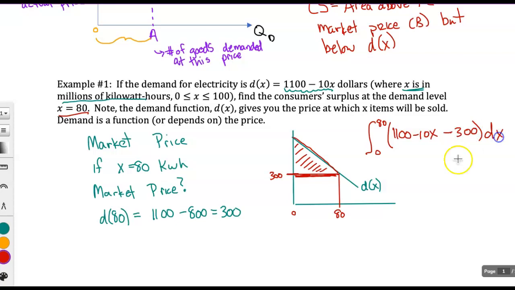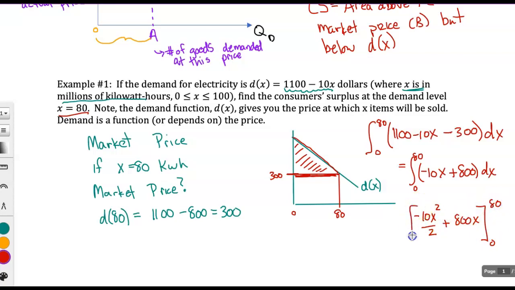And then dx. So if we simplify that, we get negative 10x plus 800 dx. And we're integrating from 0 to 80. So this integral would just simply be negative 10x squared over 2 plus 800x. And we're going to evaluate from 0 to 80.